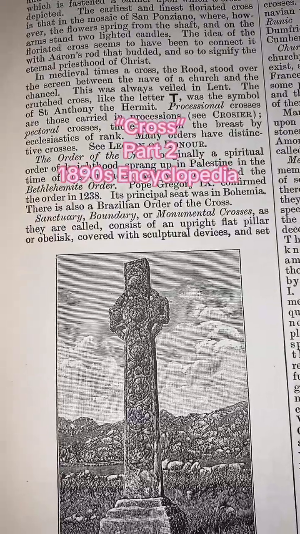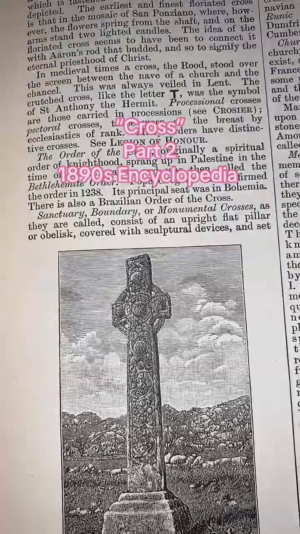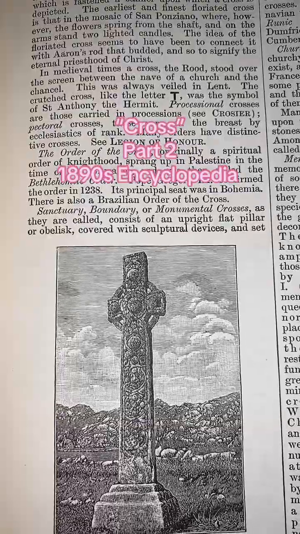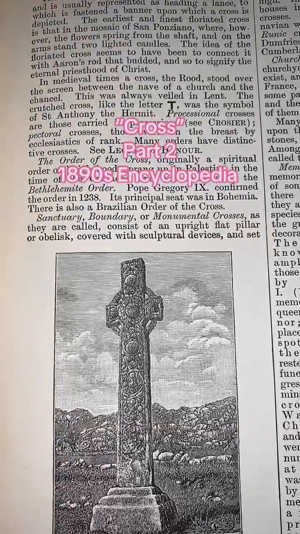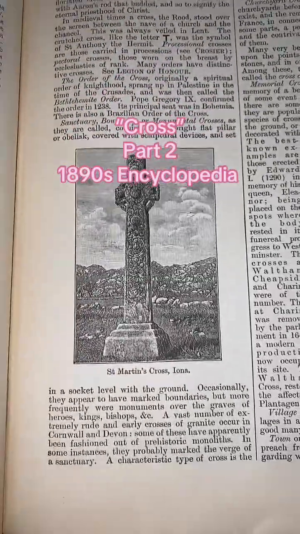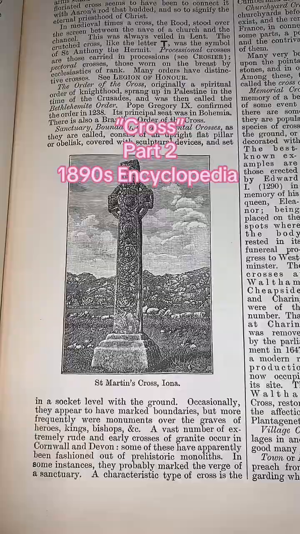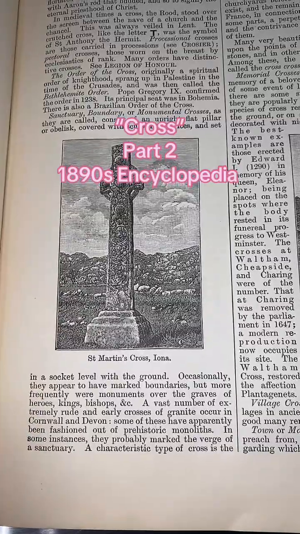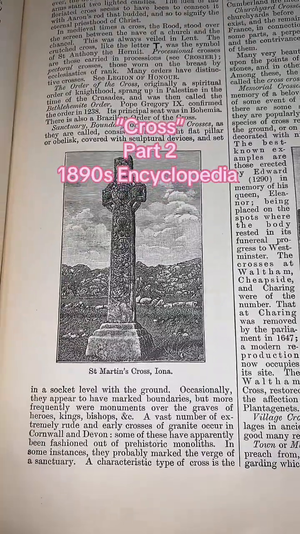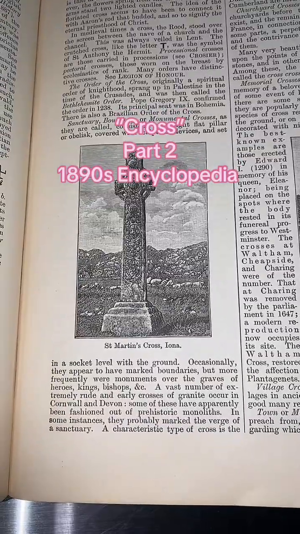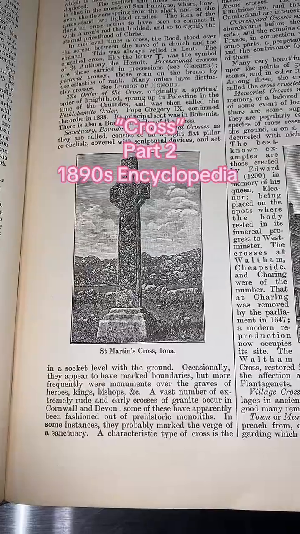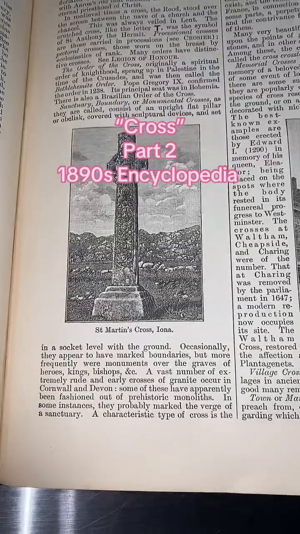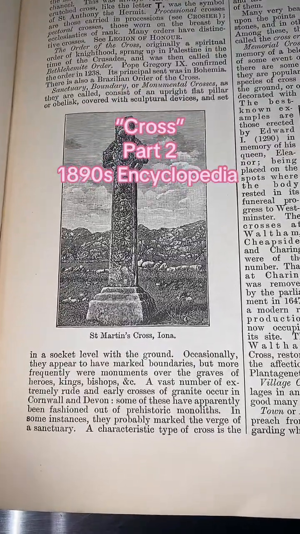Sanctuary, boundary, and monumental crosses, as they are called, consist of an upright, flat pillar or obelisk covered with scriptural devices and set in a socket level with the ground. Occasionally, they appear to have marked boundaries, but more frequently were monuments over the graves of heroes, kings, bishops, etc. A vast number of extremely rude and early crosses of granite occur in Cornwall and Devon. Some of these have apparently been fashioned out of prehistoric monoliths.